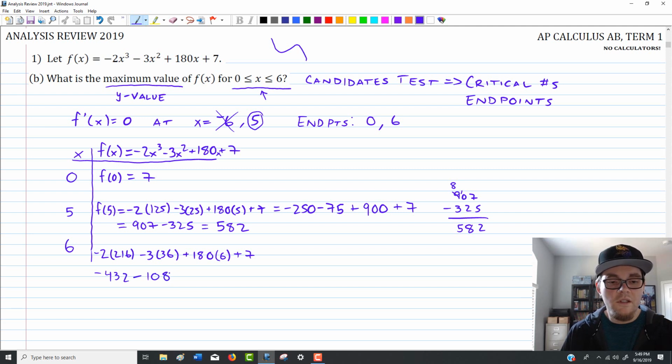I happen to know the 3 times 36. Then this is going to be 180 times 3 is 540. This will be plus 1080. And then plus 7. So, what do we got?